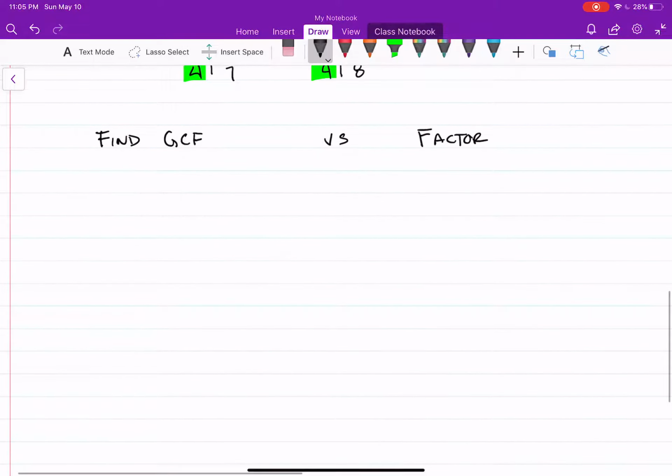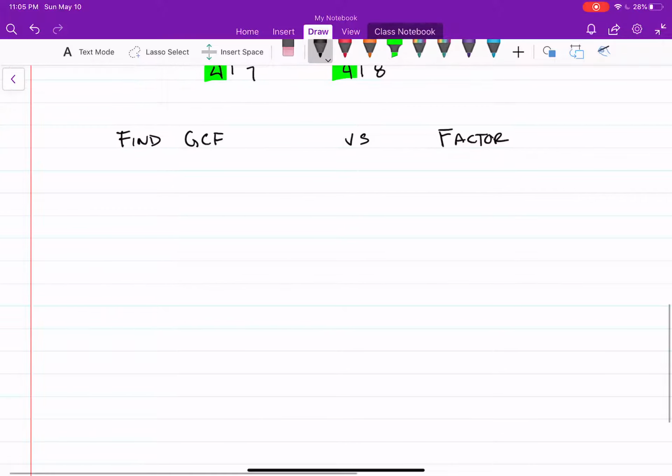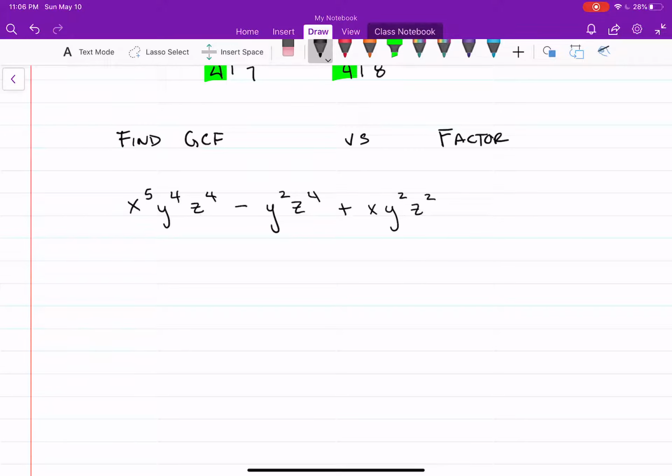Okay, so with GCF, let's say for example, it might ask you this. You know what? I'll put it in this form here. x to the 5th, y to the 4th, z to the 4th, minus y squared, z to the 4th, plus x, y squared, z squared. Okay, so this will help with just the variables as well.